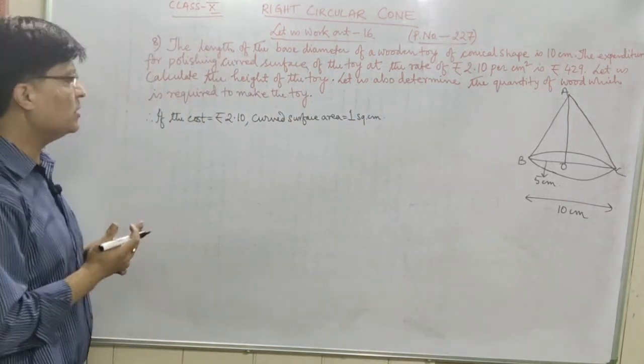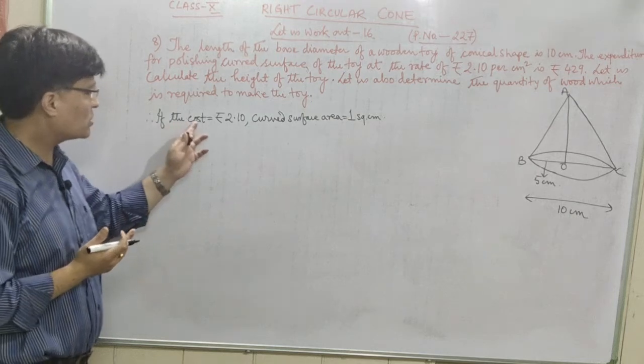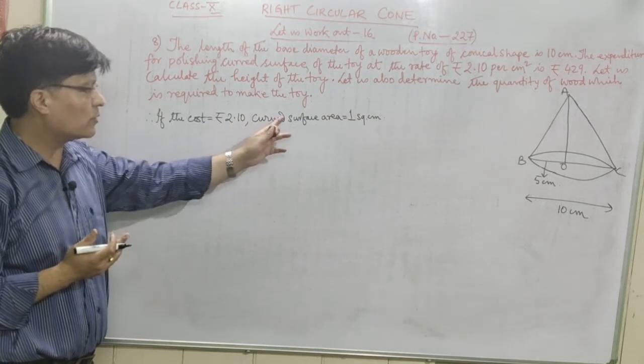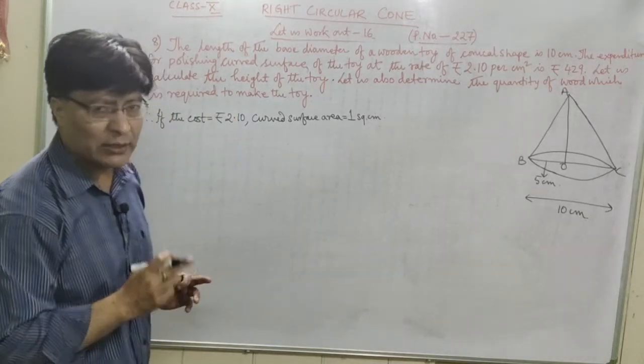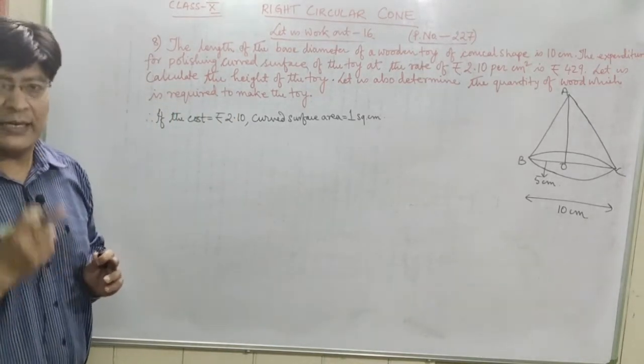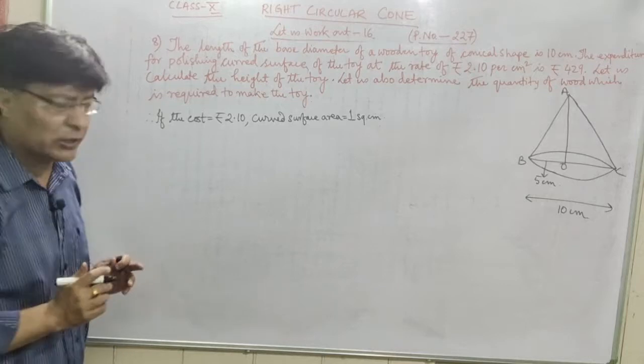So let us use the unitary method. If the cost is rupees 2.10, curved surface area is 1 square centimeter. So if the cost is rupees 429, what is the curved surface area? You have to find it. That will give you the curved surface area of the conical toy.